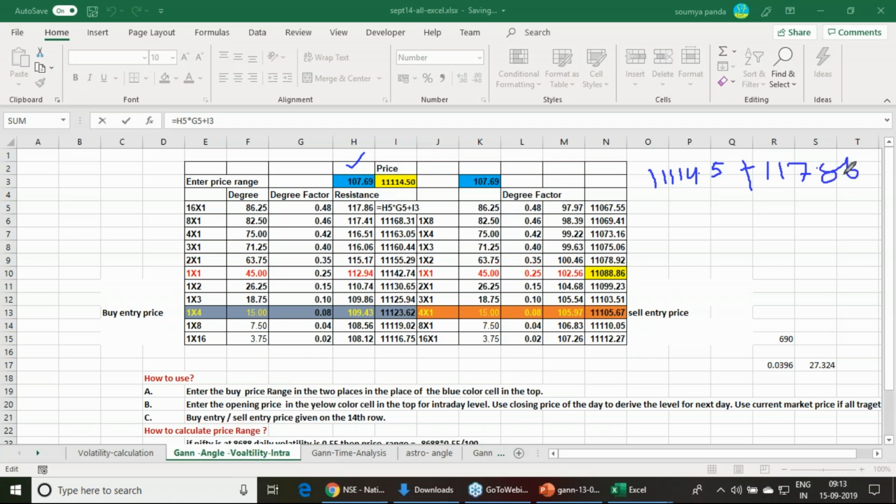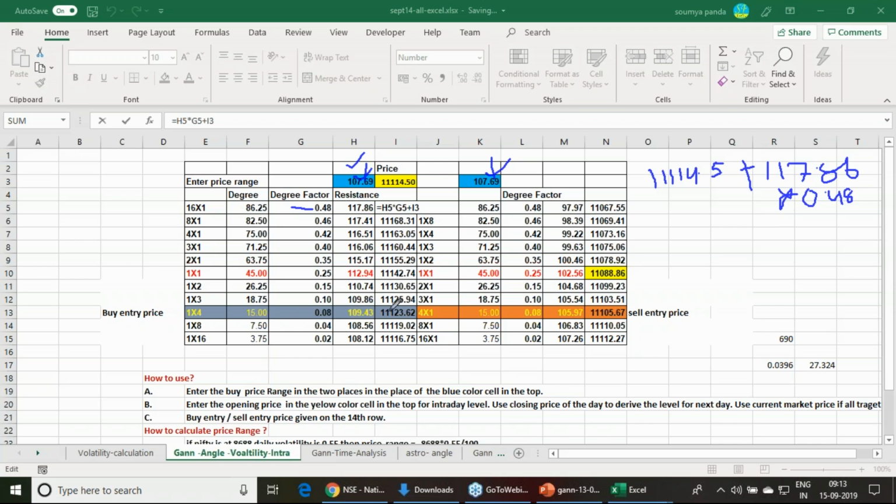I am adding it with the resistance price range 117.86 multiplied with the degree factor 0.48. So this is also one of the factorizations. As per the Gann's method, what has to go here? High has to be put in place of 107.69, low has to be put here, and then the 15-degree result should be matched.